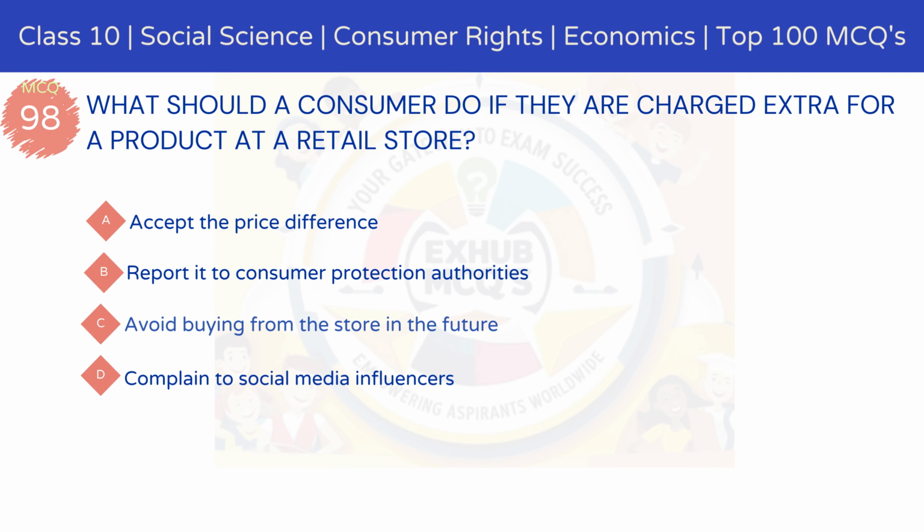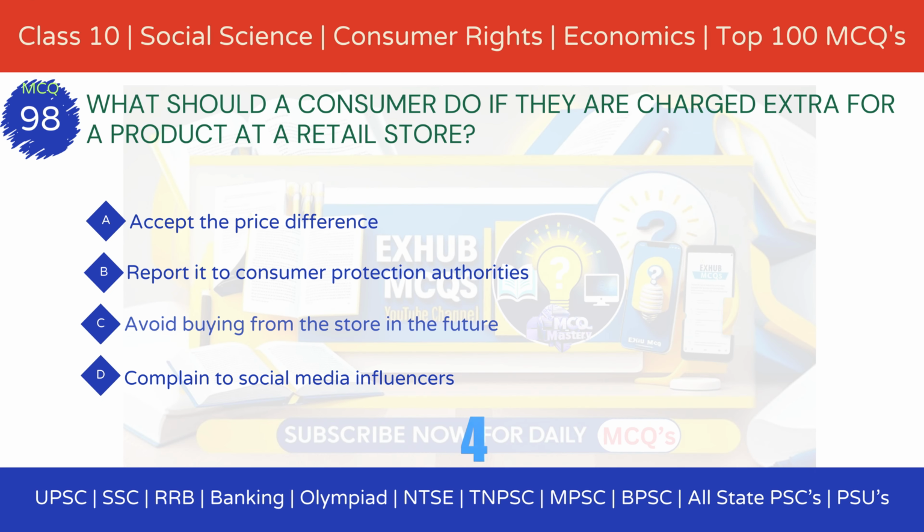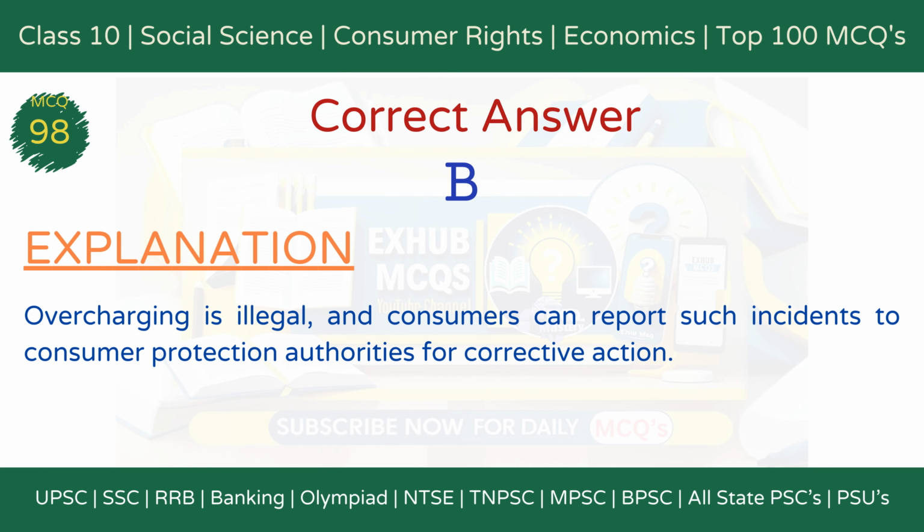forums. MCQ 98. What should a consumer do if they are charged extra for a product at a retail store? Option A, accept the price difference. Option B, report it to consumer protection authorities. Option C, avoid buying from the store in the future. Option D, complain to social media influencers. The correct answer is option B, report it to consumer protection authorities. Explanation: overcharging is illegal, and consumers can report such incidents to consumer protection authorities for corrective action.